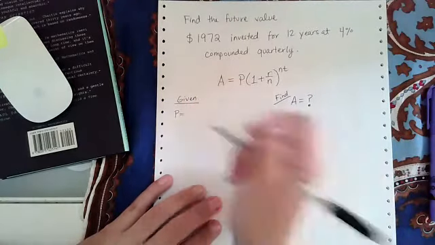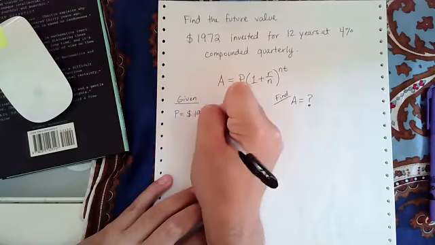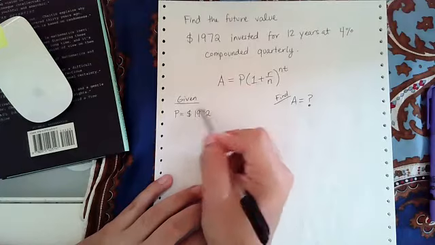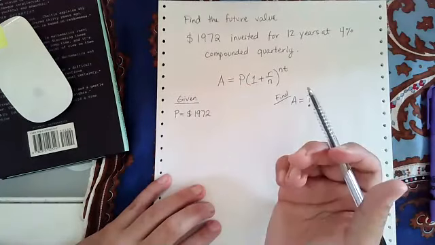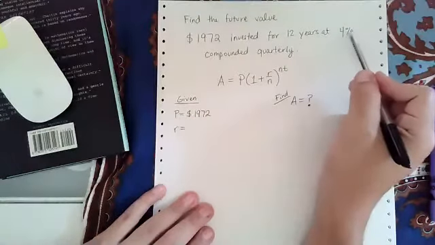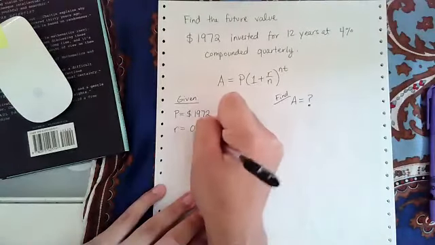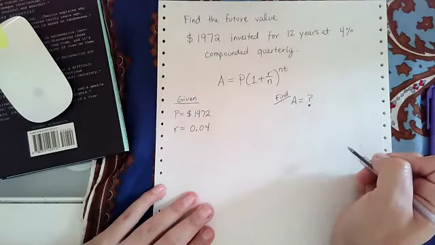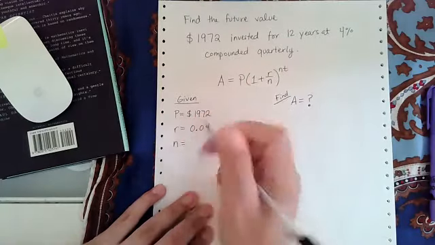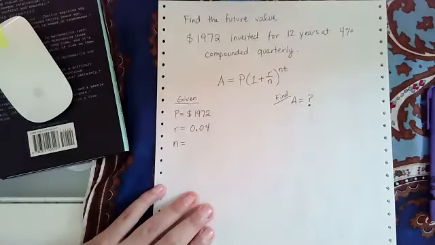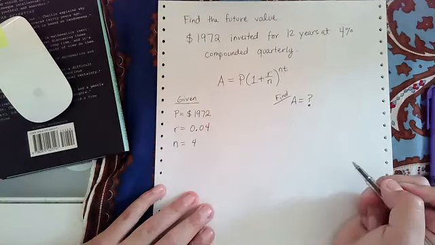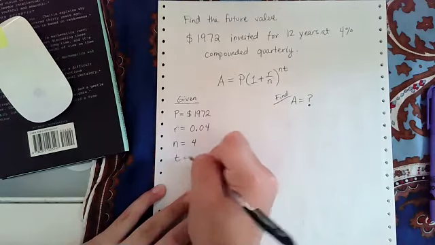But in this word problem, I know that 1972 is the amount of money that I'm investing into this account. I know that the rate of this account is 4%. So as a decimal, that would be 0.04. It says compounded quarterly. So if you just reference that set of key terms, quarterly means that it's compounded 4 times out of the year. And T is equal to 12 years.